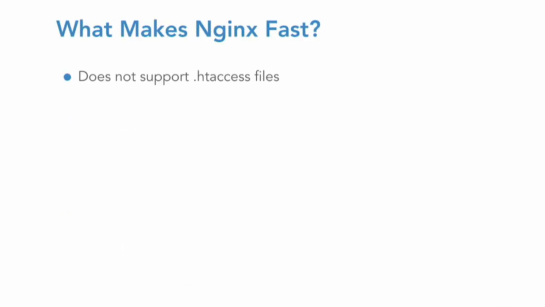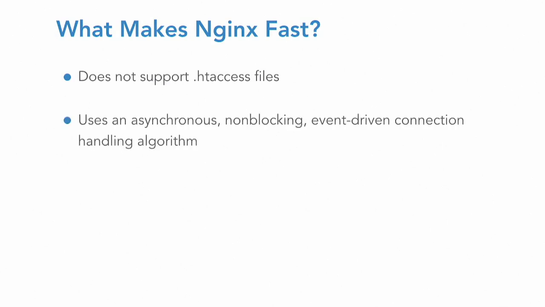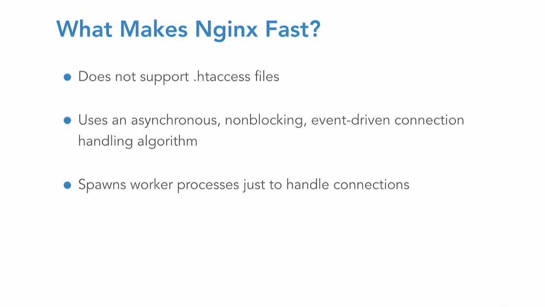Nginx is fast because it does not support .htaccess files. All access control is handled in the main configuration file, which is processed once when the service starts. Apache can do this as well. Nginx was designed from the ground up to use an asynchronous, non-blocking, event-driven connection handling algorithm. Nginx spawns worker processes, each of which can handle thousands of connections. The worker processes accomplish this by implementing a fast looping mechanism that continuously checks for and processes events. They've separated the connection handling from the work.